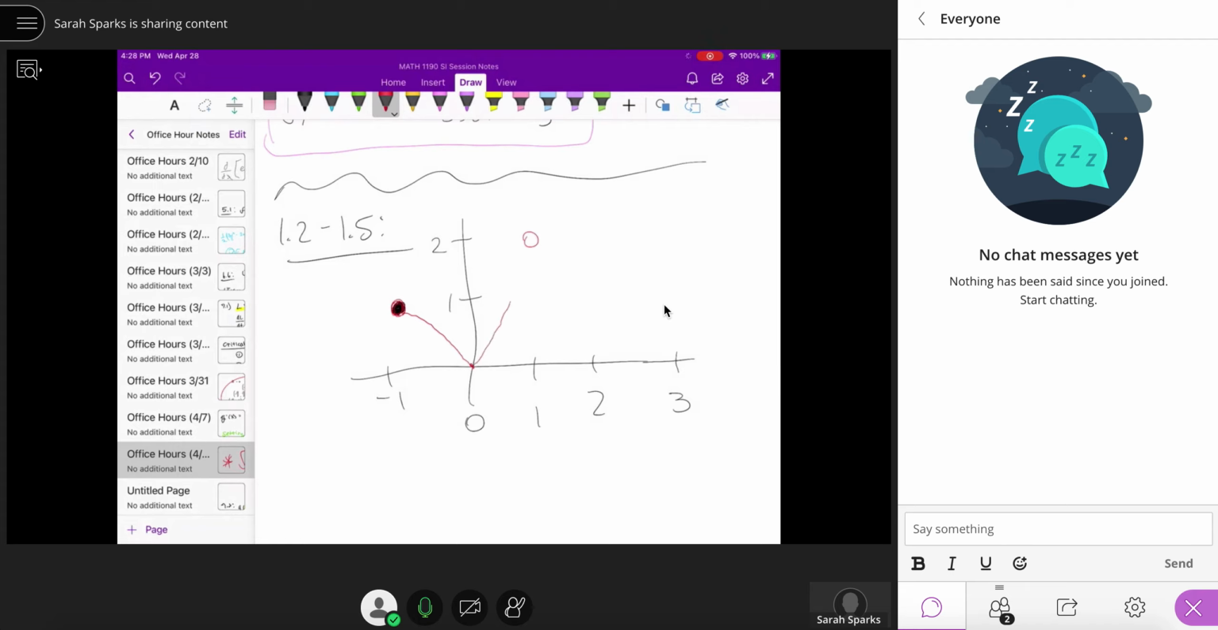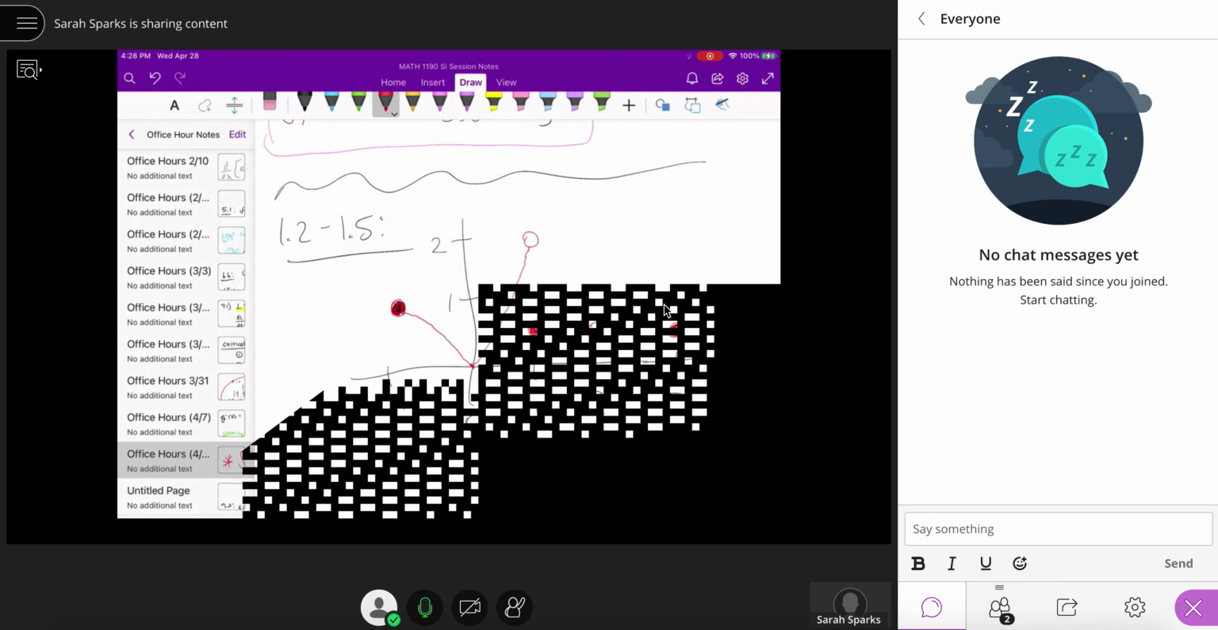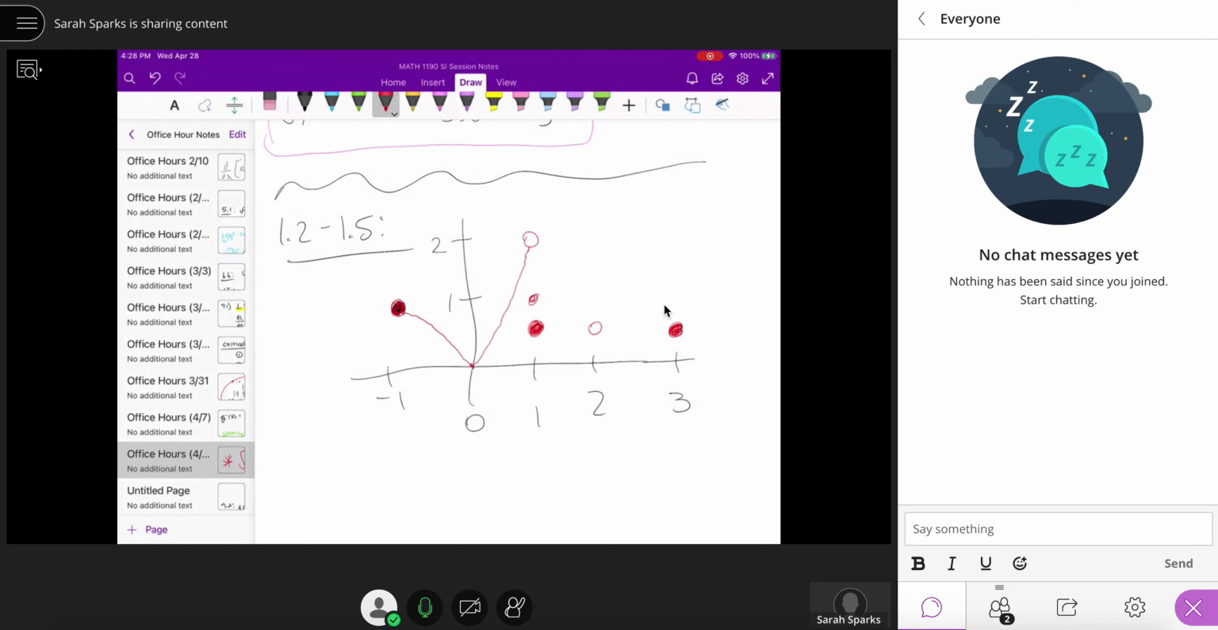y equals 2, and then has a closed circle at 1, open circle at 2, and then a closed circle at 3. Or should it be at 1? These should be higher. I'm sorry about that.